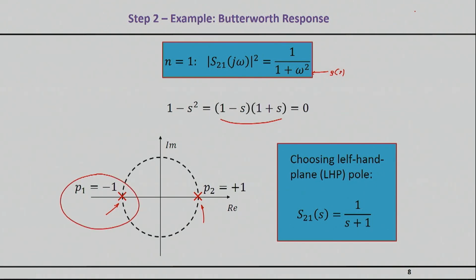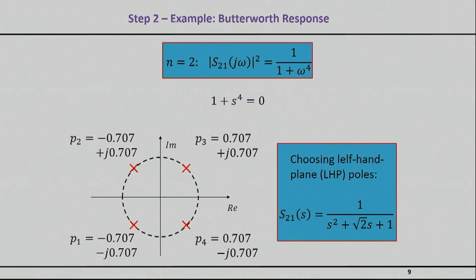And that means that from the S21 square, we're able to go to the S21 of s by making sure that the root is only the negative 1. So I'm basically choosing the left-hand plane pole for my S21 function. So for the very simple case of n equal to 1, you can see an explicit step going from the desired transfer function to the S-domain transfer function, which is once again what we need in order to synthesize the circuit that implements that, as we'll see in later steps.